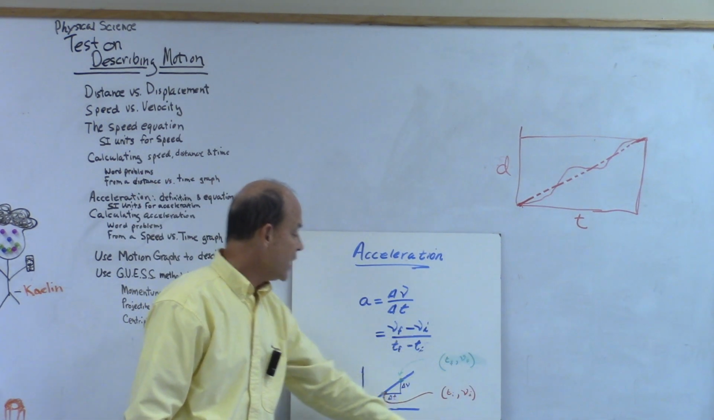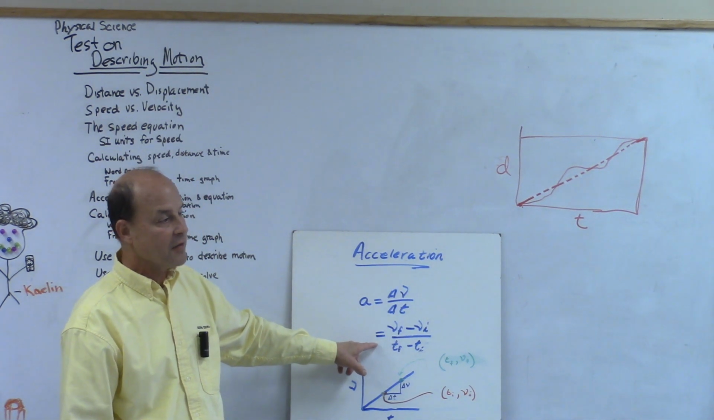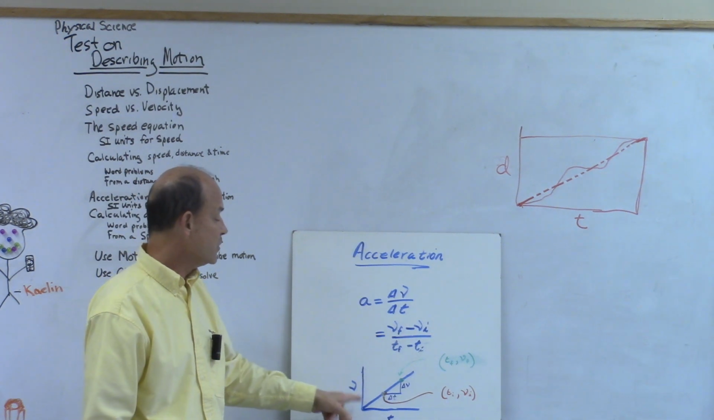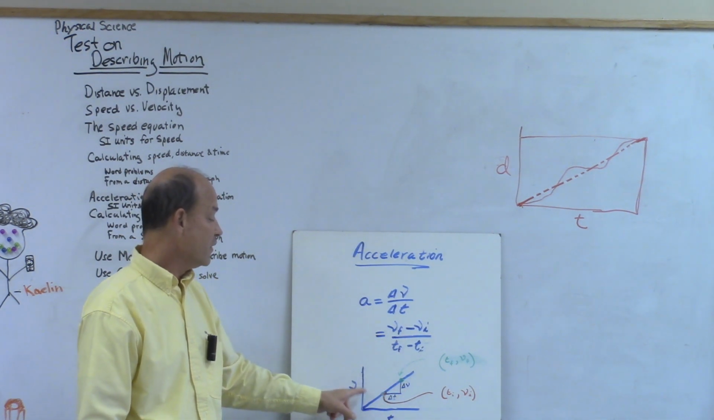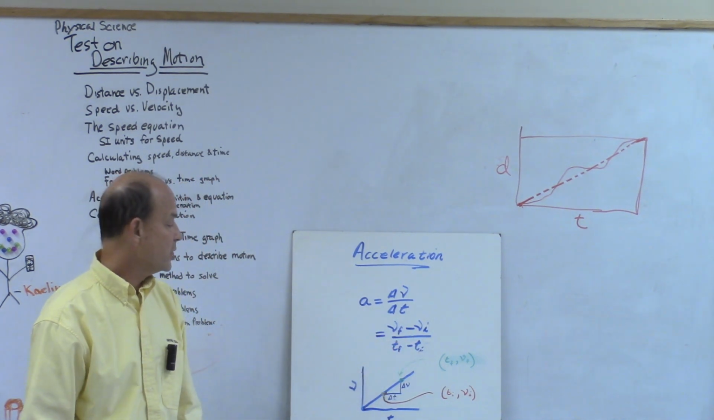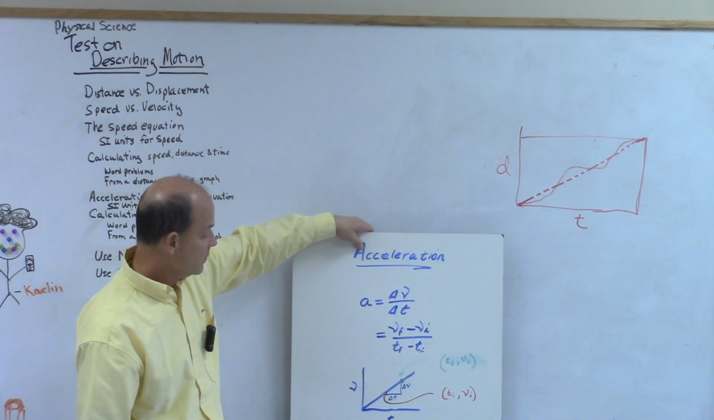I made a big point in class that this equation is not foreign to you. If you have been in a math class and they've talked about the 2-point equation for determining slope, that's all we're doing, trying to determine the slope on a velocity versus time graph. This is really just the 2-point equation for determining slope, is this equation for acceleration. Okay.